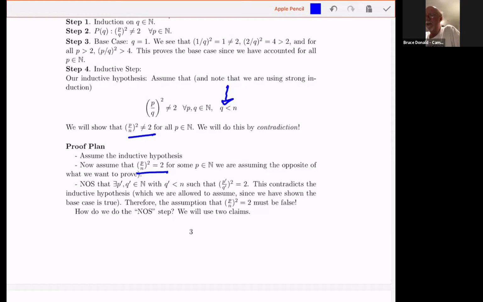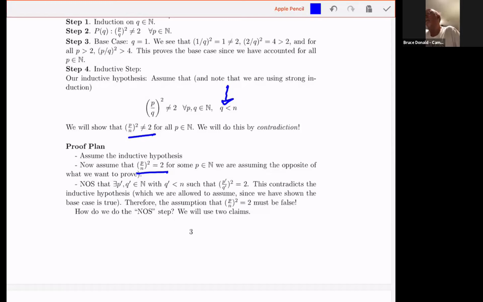So in mathematics, we need a name for this other rational number, which I arbitrarily called P prime over Q prime. And the only constraint on it is that Q prime has to have a smaller denominator. So basically what the proof architecture says is that, having assumed the inductive hypothesis, namely this is true all the way up for denominators less than n, when we suddenly stick n in the denominator, there's some rational number p over n, which is the square root of 2.